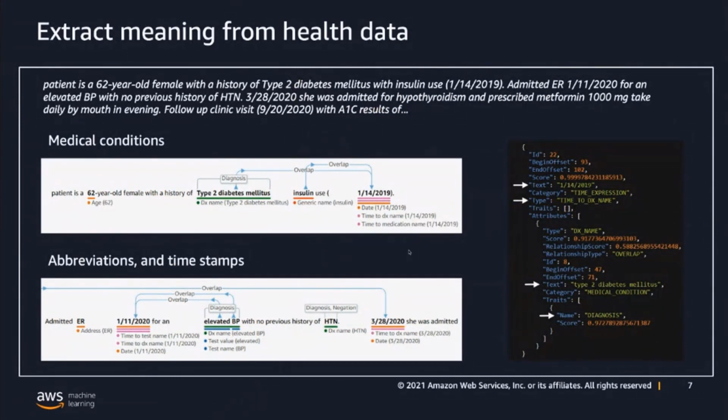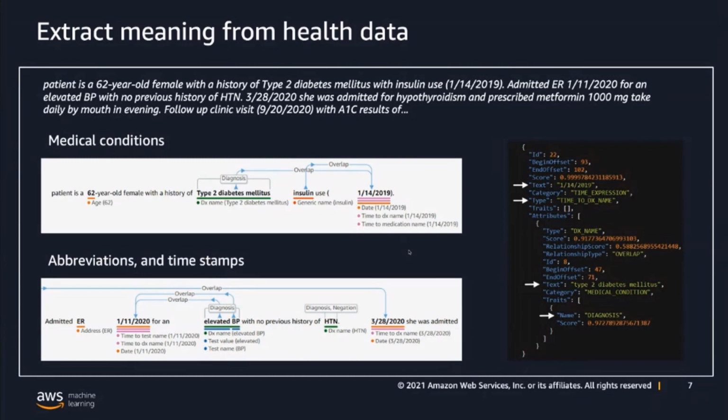Let's look a little bit closer at an example of freeform clinical text. In this example, I'm showing a doctor note where a 62-year-old female patient with a history of type 2 diabetes has insulin usage, but no previous history of hypertension and so on.